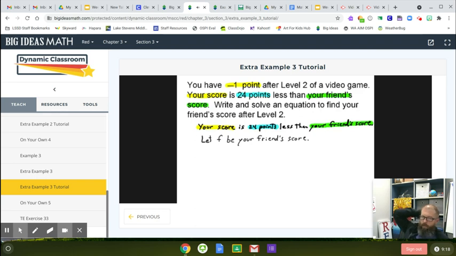So now to write an equation, we can substitute negative 1 for your score, equals for is, and to write 24 points less than your friend's score, we really need to turn the order of these two things around and say f minus 24. So this is an equation we can use to solve for f. Let's write the equation and solve it. Try solving this equation on your own.